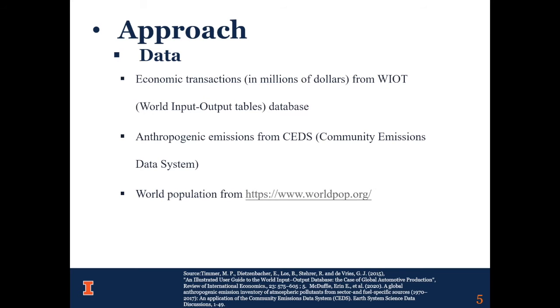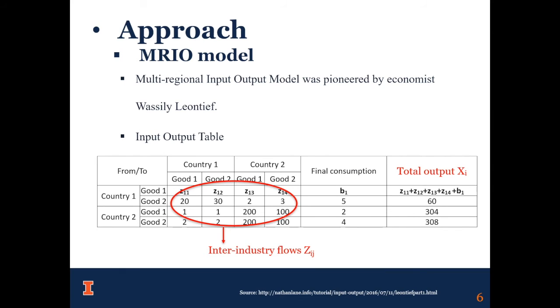The data we need are the worldwide economic transaction from the WIOT database, the anthropogenic emissions from CEDS, and the world population data. The first model we use is the MRIO model, which was proposed by Leontief, and the slide shows a simple demonstration of the input-output table.